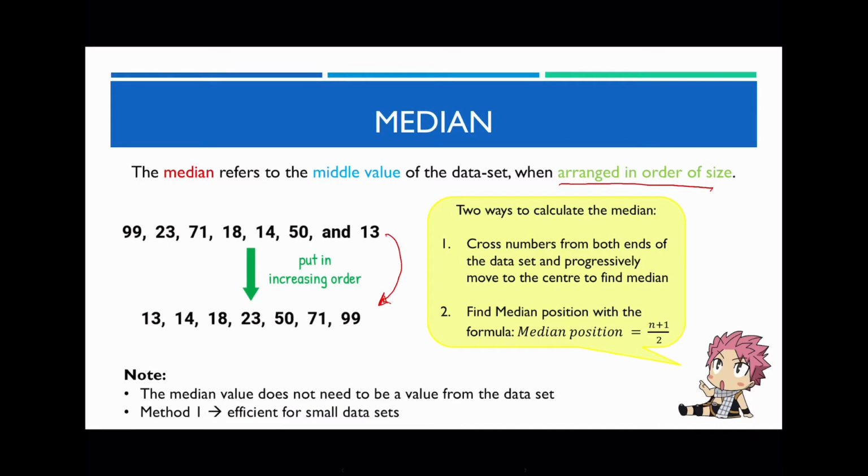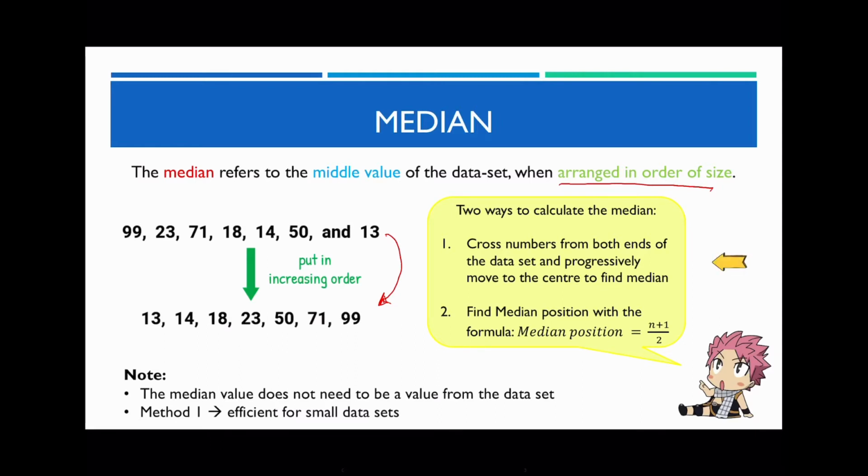Now, there are two ways to calculate the median. I just prefer you to use the first method because the data sets that you're going to be looking at are very small. So they only consist of, let's say, between 5 to like 20 numbers, which is relatively small. So this is more effective.